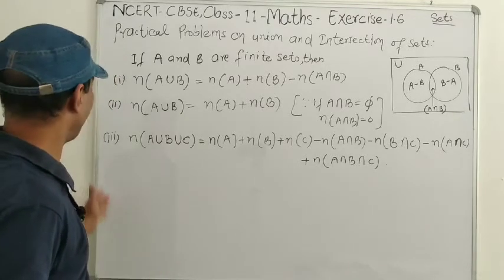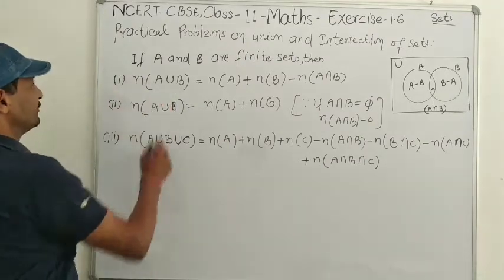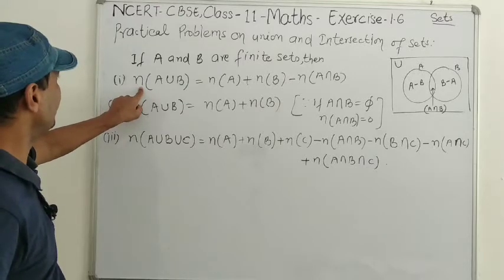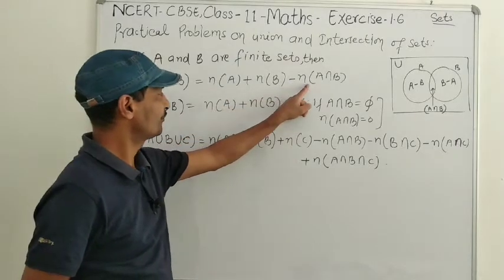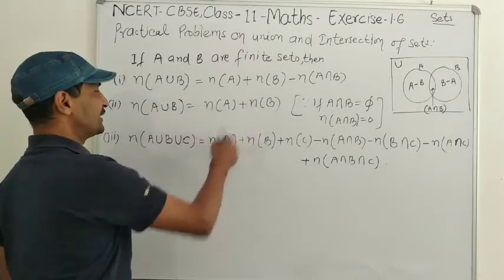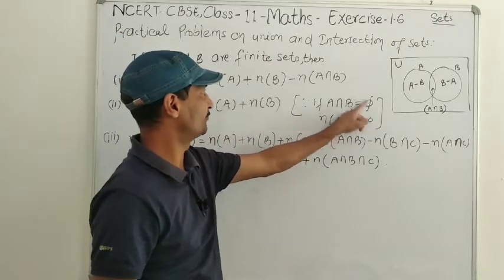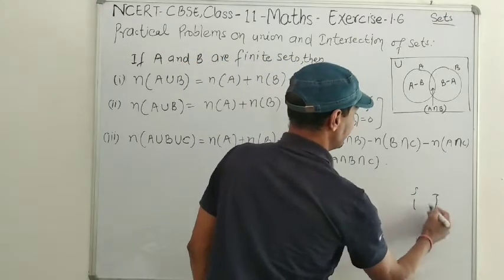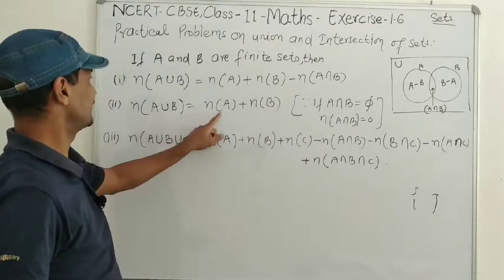So three basic formulas here. If A and B are finite sets, then n(A union B). What is the meaning of n? n means cardinal number, the number of elements. n(A union B) is equal to n(A) plus n(B) minus n(A intersection B). In the second case, n(A union B) is equal to n(A) plus n(B), which is applicable if A intersection B is equal to phi, meaning there is no element. That means n(A intersection B) is equal to 0. In this case, n(A union B) equals n(A) plus n(B).